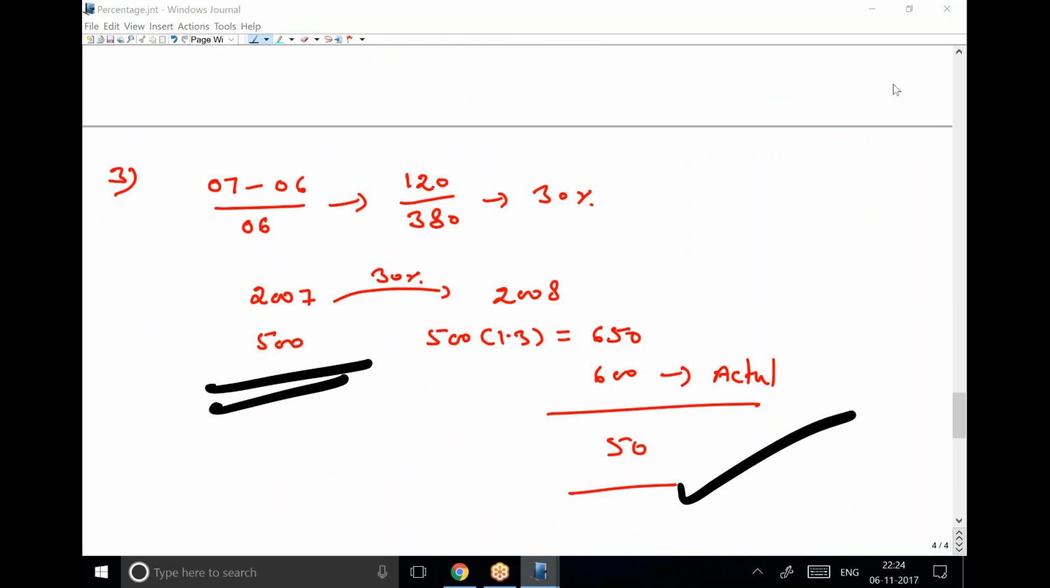I hope you understood. So we know from 6 to 7, an increase of 30%. Same increase happening from 7 to 8, which comes out to be 650. So the difference comes out to be 50 here. So the right answer is 50 for the given question.